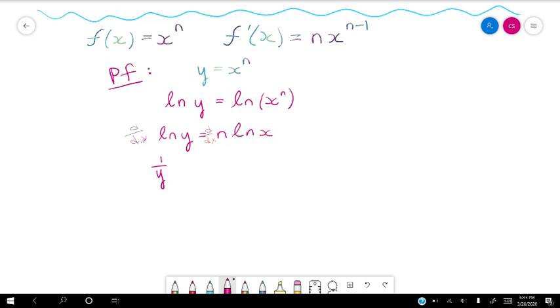Okay, so 1 over y times y prime, which we're trying to find, is equal to n, which is a constant, times 1 over x. Okay, lovely. And then to get y prime by itself, let's multiply both sides by y. And I'm just going to put the y in the numerator of the x. That's where I decided to put it. And we know that we have to make a substitution for y. Y was originally x to the n.